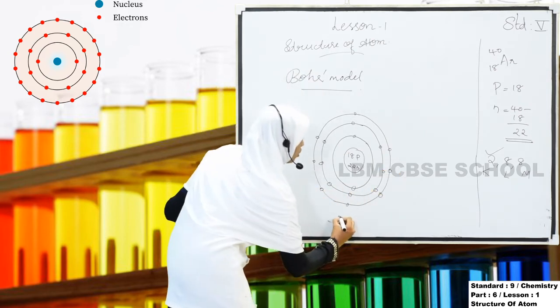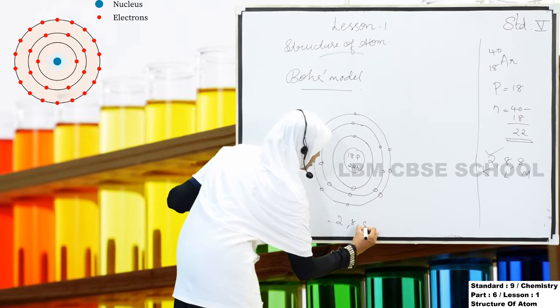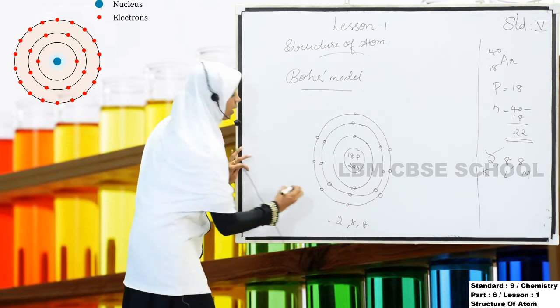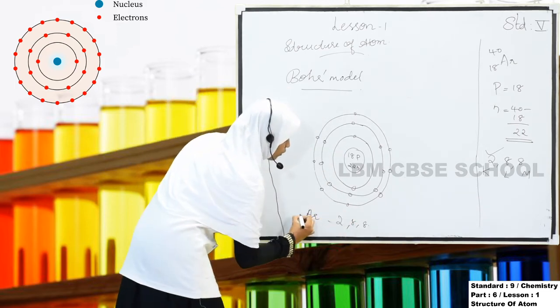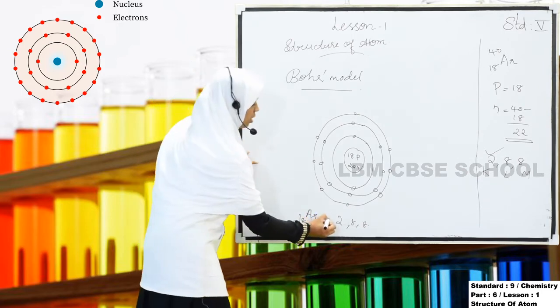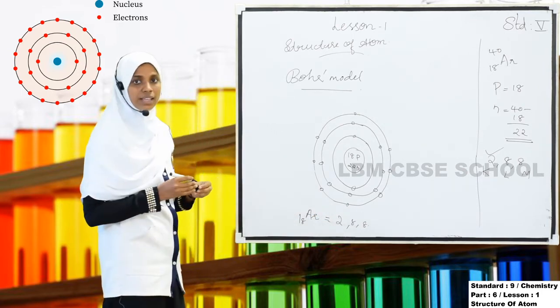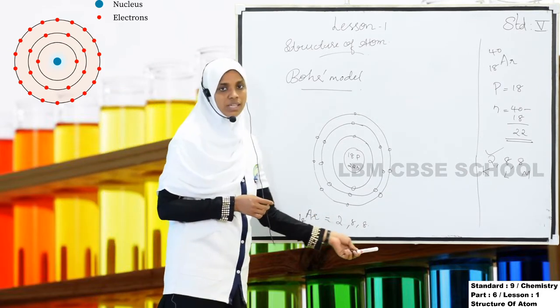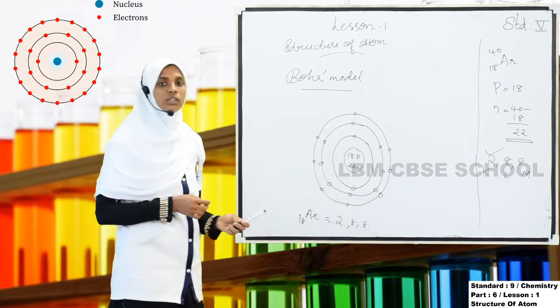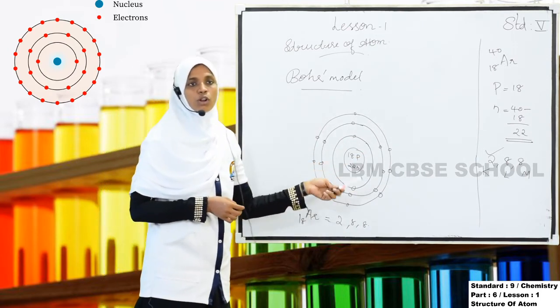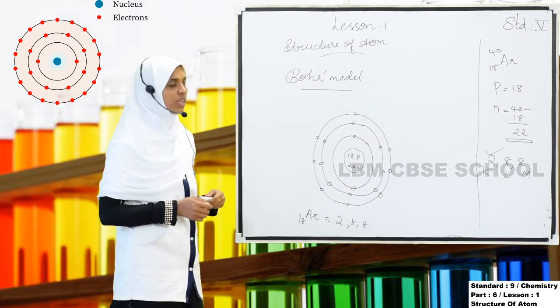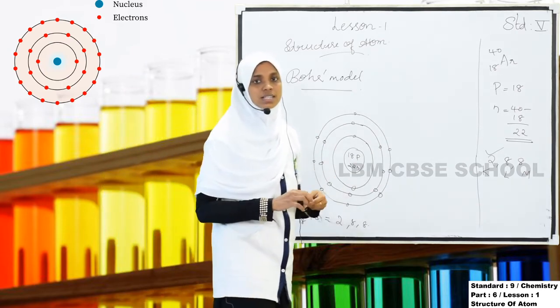What is the electronic configuration? 2 8 8. So what is this? Argon. This is the Bohr model of argon. The atomic number is 18 and the electronic configuration is 2 8 8. In this way we can draw the Bohr model of argon.